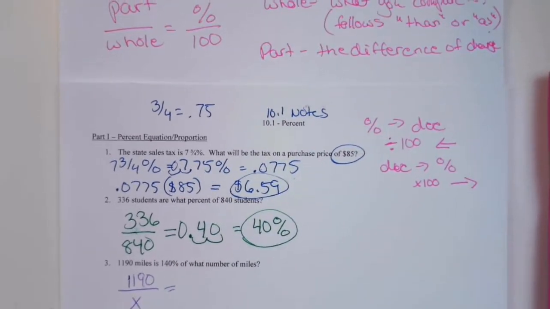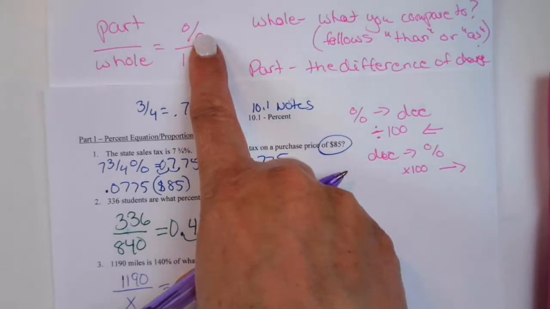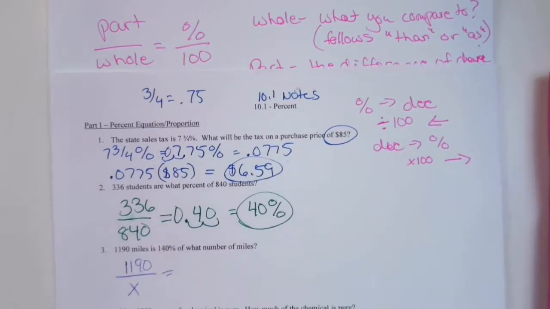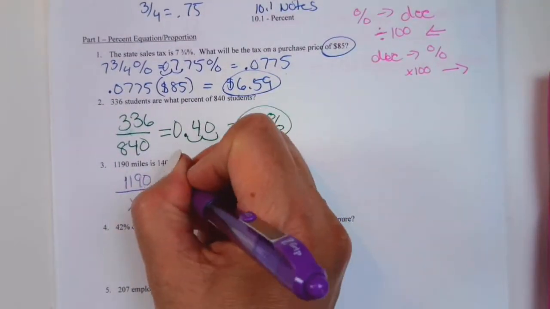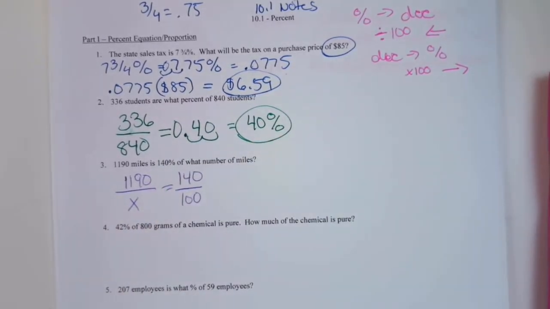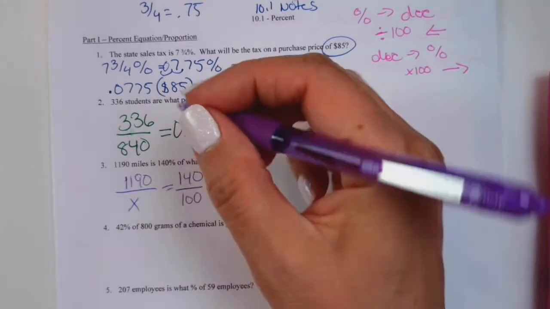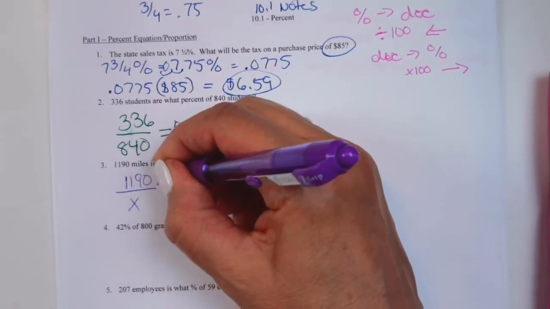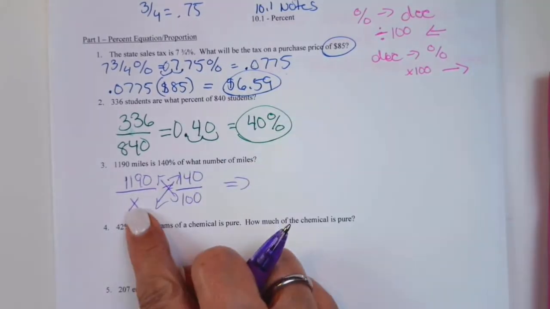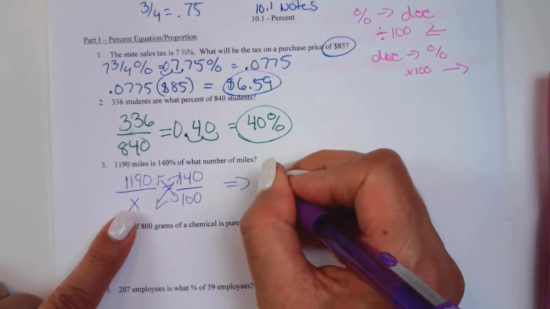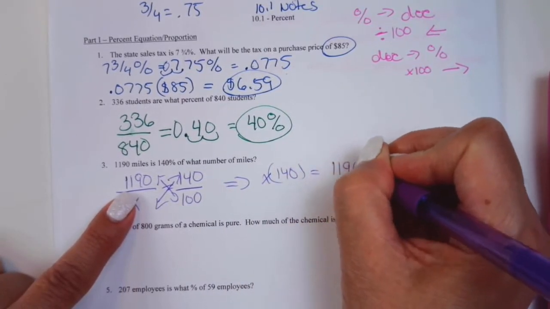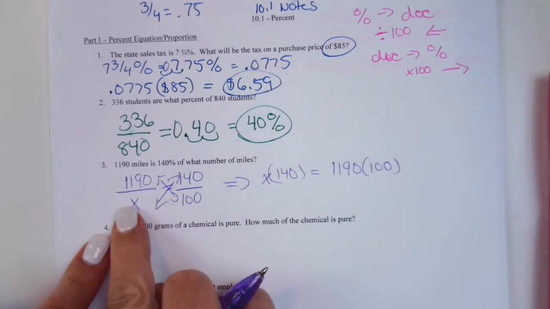So what we're going to do here is we're going to write the 140% like this. But now we're leaving off that percent sign because we have the over 100. We can't do double. So 140 over the 100. And now we are going to cross multiply over here. So x times 140 equals 1,190 times 100. So we cross multiplied.